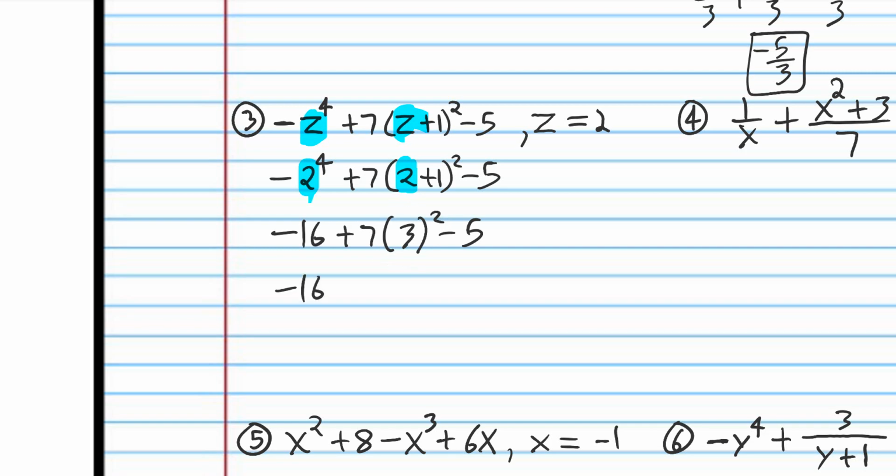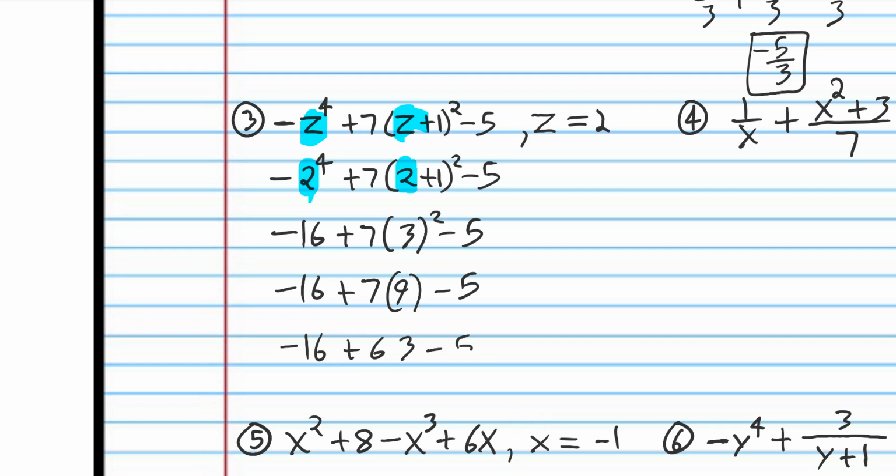So negative 16, and we're going to do the power next because PEMDAS tells us to do exponents. 3 to the 2nd power is 9, and we need to keep the parentheses. Then PEMDAS tells us to do multiplication, and the multiplication is shown by these parentheses. Remember, in algebra, we use parentheses for multiplication. So then we get negative 16, and 7 times 9 is 63.